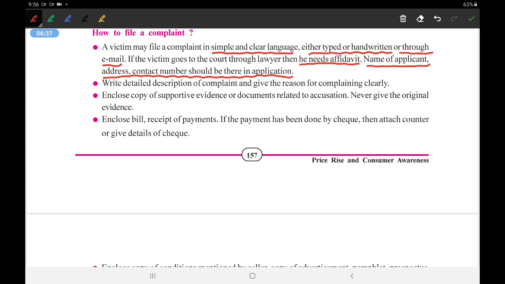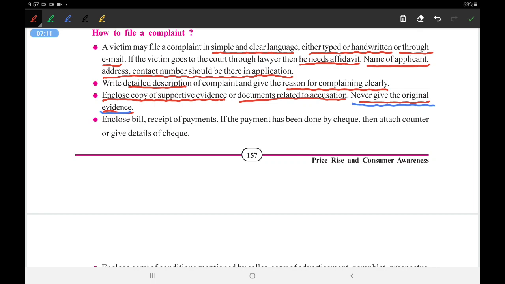Next, what should be done? Write a detailed description of the complaint and give the reasons for the complaint. Next, enclose copies of supportive evidence. You need to enclose a copy of the bill, documents, or anything related to it. Documents related to the action. Never give the original evidence. Always provide a copy. Let me highlight it: never give the original evidences.